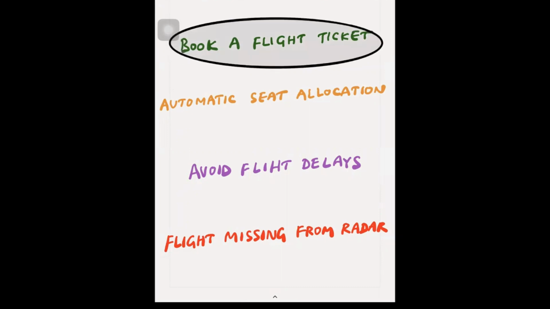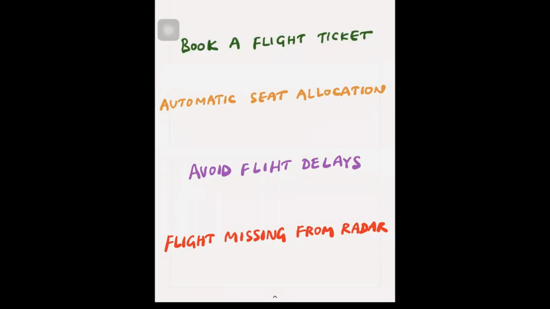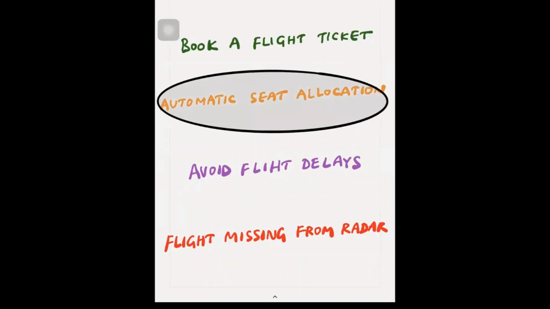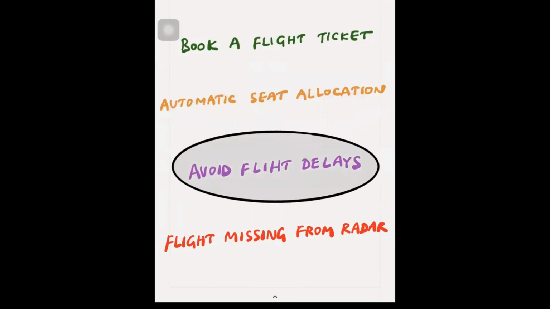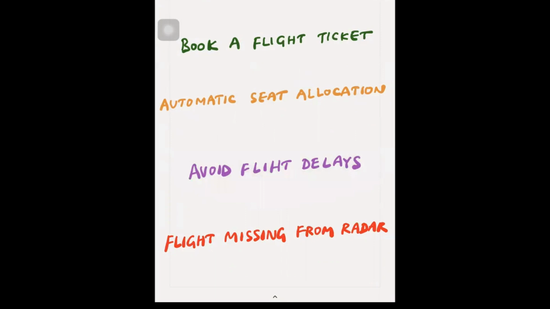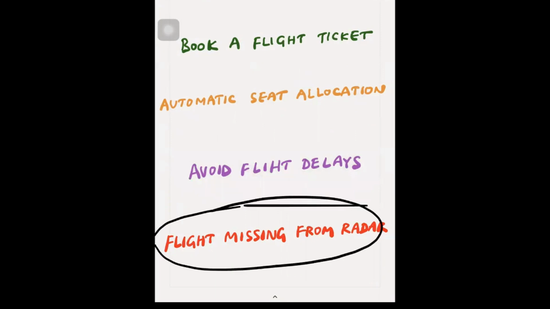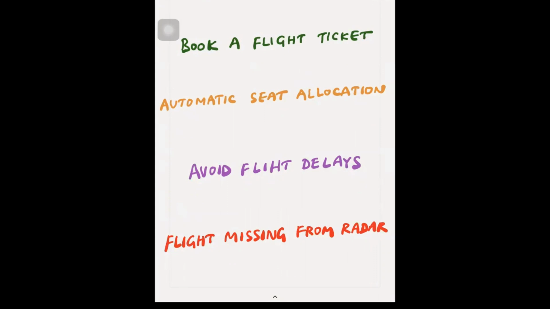Book a flight ticket. It's a simple problem because known knowns. Automatic seat allocation. It's complicated because known unknowns. Avoid flight delays. Complex because unknown unknowns. Flight missing from radar. It is chaotic because unknowable unknowns. So any problem you can categorize into these 4 types using this is called Stacey matrix.